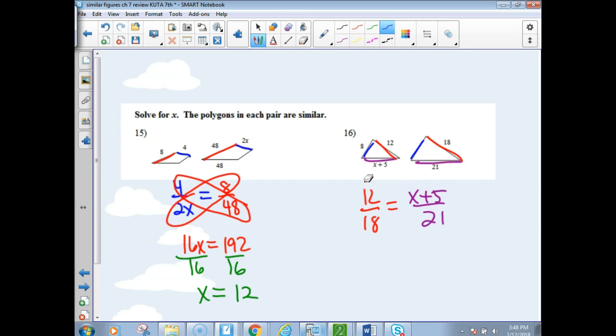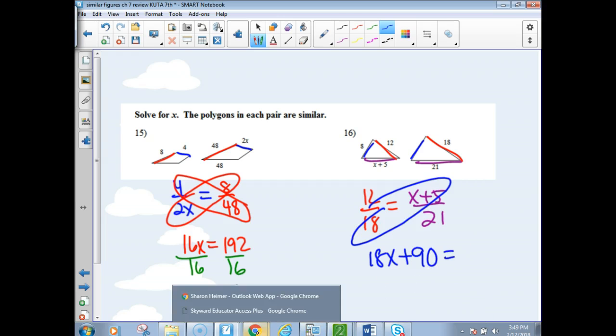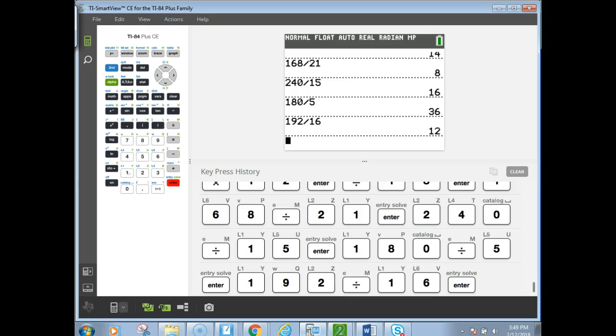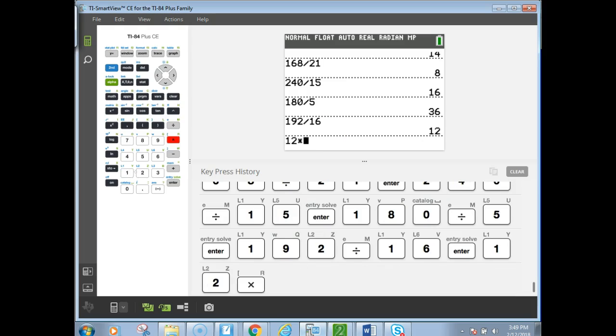Cross products again. Okay, here we go. 18 times x plus 5 would be 18x plus, don't forget to multiply 18 times the 5. That would be 90 equals 12 times 21. Go on my calculator, 12 times 21. 252.